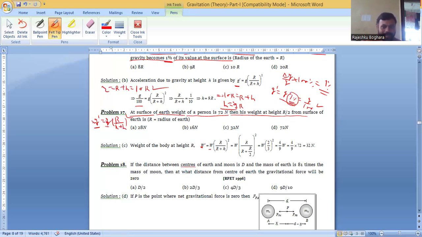Here r plus h is equal to, given h is r/2. So 3r/2, so 2/3, r cancel, square. W is given 72. 2 square 4, 3 square 9, 4/9 into 72. So 9 into 8, so here 8 into 4, 32 Newton.